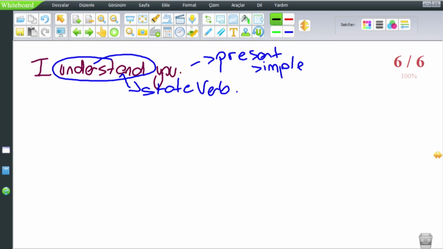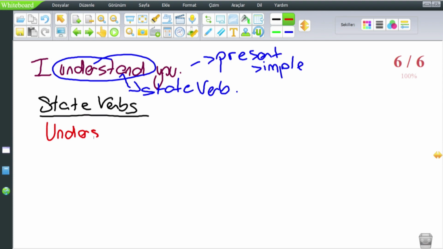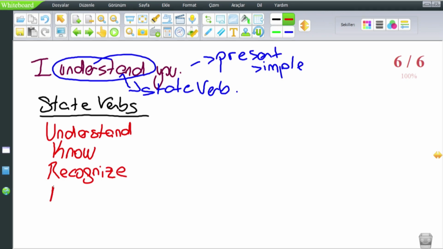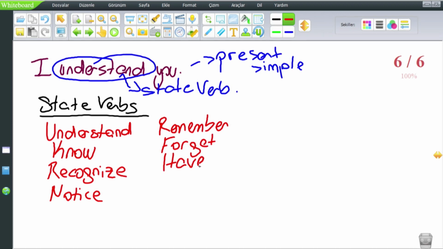So let's start writing some state verbs. We have understand, know, recognize, notice, remember, forget, have. But we have some exceptions, and we will talk about them later. I will mark them. This one, think. Also, this one is an exception.